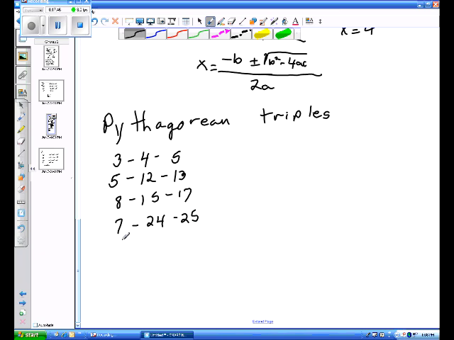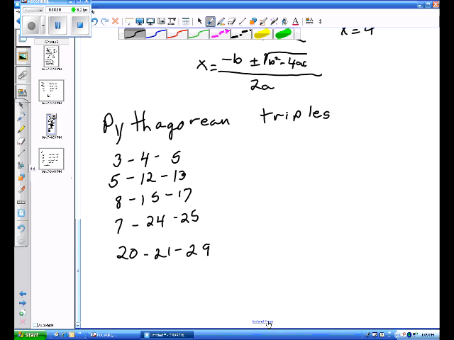There are other Pythagorean triples. We won't use them as often. There's a 20, 21, 29, and there's others. But these are right triangles that are always in this ratio. When you have a triangle where the sides are in this ratio, then you'll also note that it's a right triangle. So you might be aware of those.